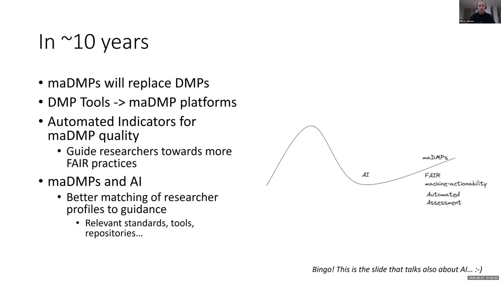We need some automation here. And of course, I need to say AI. Yeah? AI is now in every presentation. So this is the slide that talks about AI.